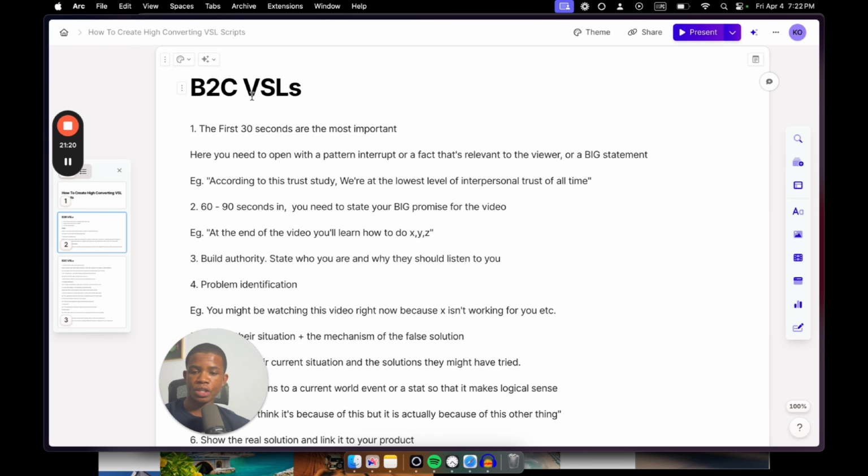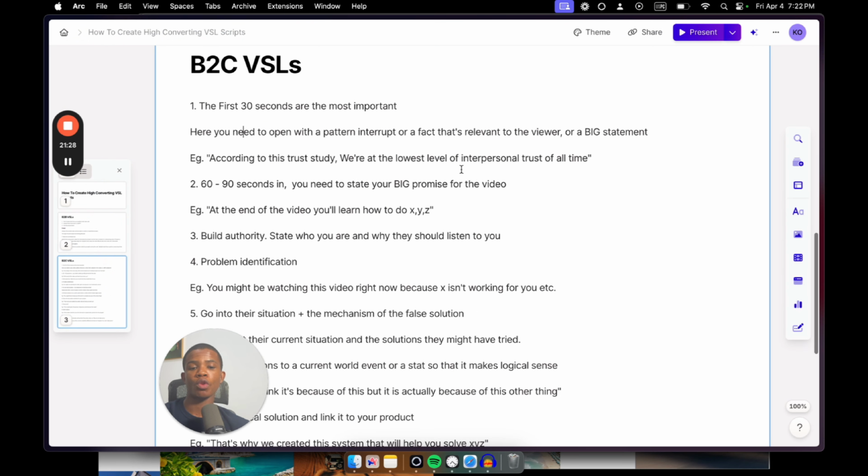Now, B2C VSLs, the first 30 seconds are the most important. Here you need to open with a pattern interrupt, a fact that's relevant to the viewer, or a big statement. Example: according to this trust study, we're at the lowest levels of interpersonal trust of all time. Number 2, 60 to 90 seconds in, you need to state your big promise for the video. So at the end of the video, you'll learn how to do X, Y, and Z. Number 3, you need to build authority. You need to state who you are and why they should listen to you.